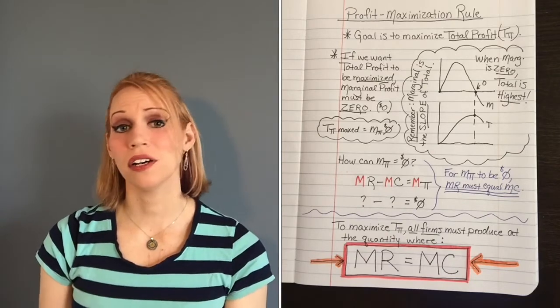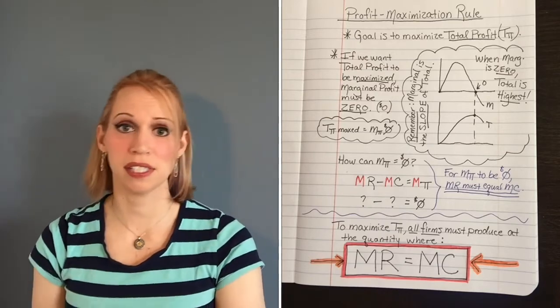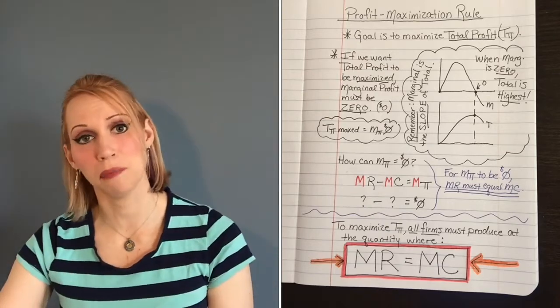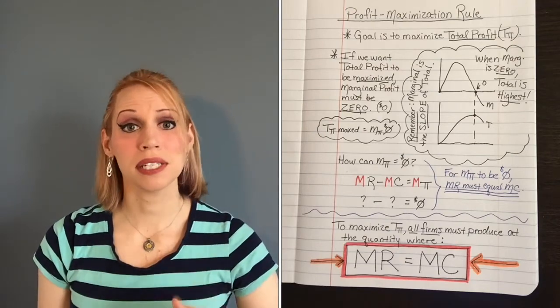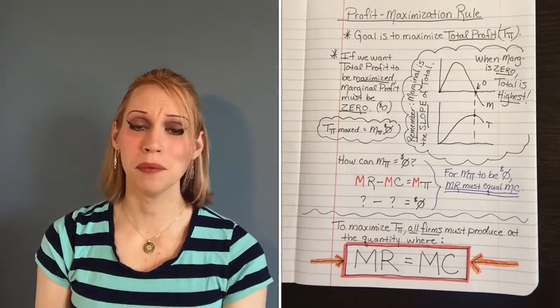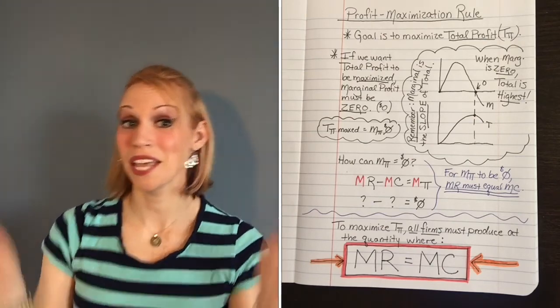Alrighty guys, I know that all these terms feel a little bit like an alphabet soup. You have ATC and TVC, and now you have MR, and then you have TPI, alright? But don't focus on all the different terms, please focus on the patterns. Keep practicing with this and I know you're going to get it in no time. So until later, MR equals MC.